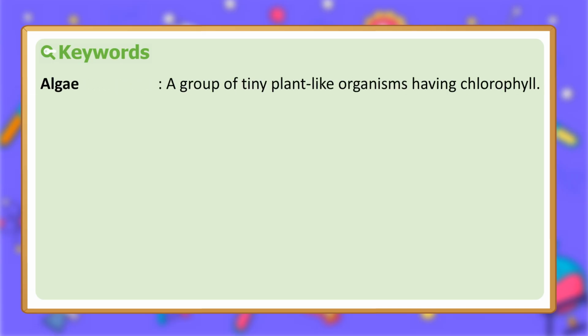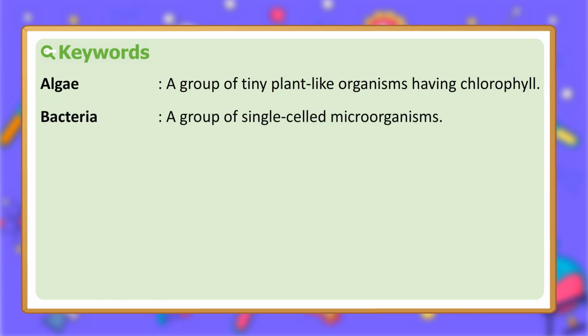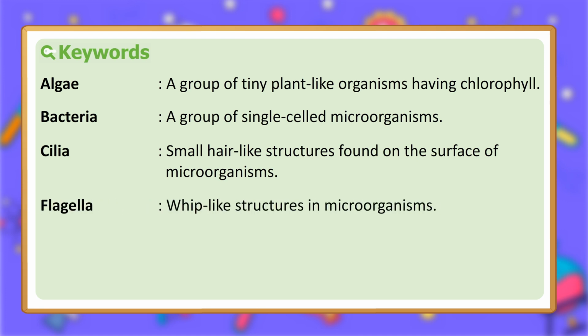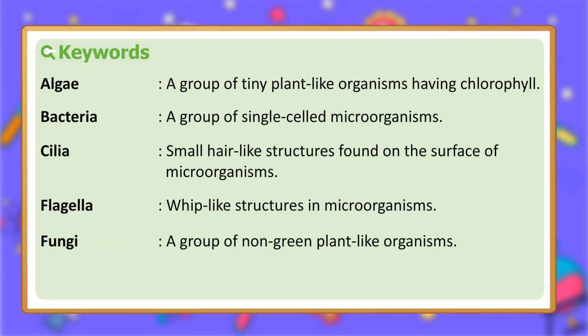Keywords. Algae, a group of tiny plant-like organisms having chlorophyll. Bacteria, a group of single-celled microorganisms. Cilia, small hair-like structures found on the surface of microorganisms. Flagella, whip-like structures in microorganisms. Fungi, a group of non-green plant-like organisms.